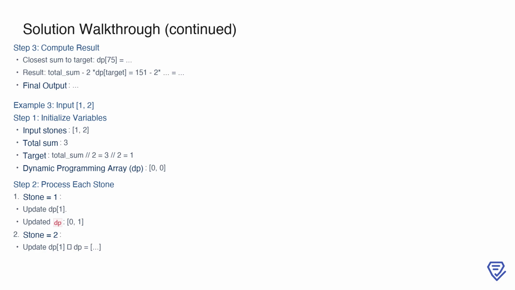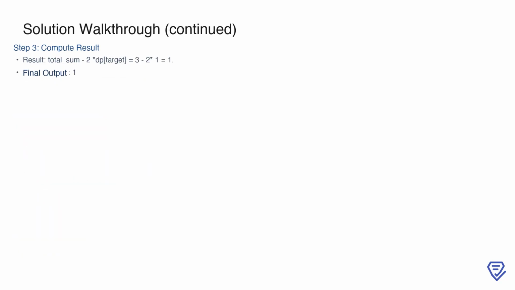Now, let's consider a simpler example with just two stones, [1, 2]. The total sum here is 3, and the target is 1. The DP array is initialized with two elements, both set to 0. For the first stone of weight 1, we update DP[1] to 1, representing the maximum sum achievable with this stone. For the second stone of weight 2, we attempt to update DP[1] again, but no change is needed since the target is already achieved with the first stone. The final DP array remains [0, 1].